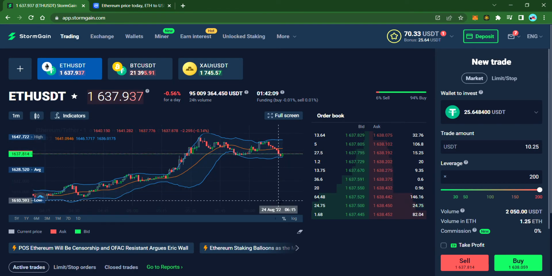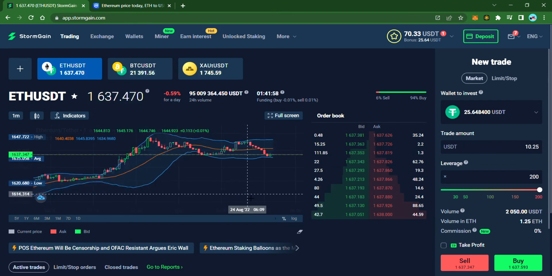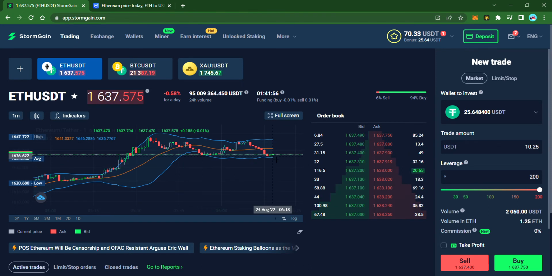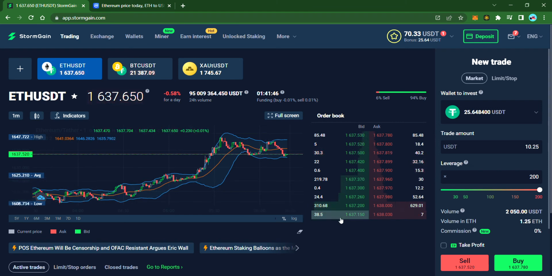So let's try another transaction, shall we? Okay. As you saw, the second candle carries on from the previous one, so it's a strong indication and we need to place a buy order. You can use any leverage you want. I don't recommend any leverage, but it's entirely up to you and your risk tolerance.